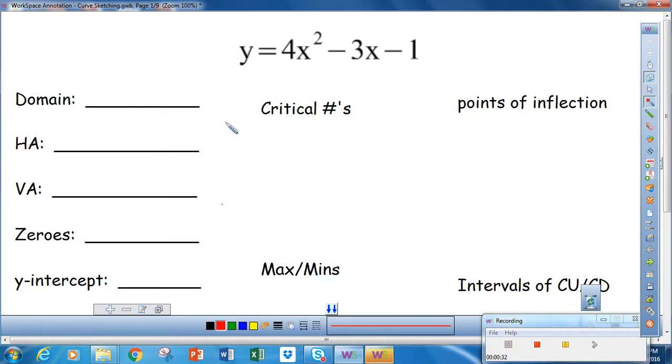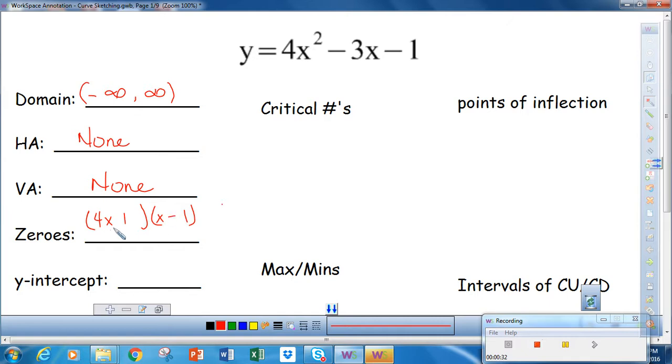When we get ready to sketch a function, we want to look at its domain. You should recognize this as a parabola and see that the domain will be all real numbers. Because it's a parabola, it doesn't have a horizontal or a vertical asymptote. But it does have zeros, so to find the zeros we could factor this: 4x and x, and 1 and 1, and I need it to be negative, so that'll be plus. So it has zeros at x equals negative 1/4 and x equals 1. To find the y-intercept, we set x equal to 0, so the y-intercept is 0, negative 1.